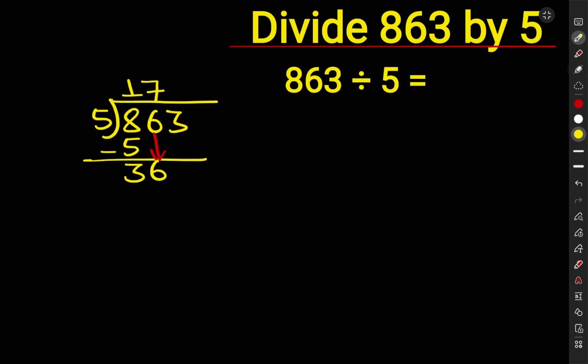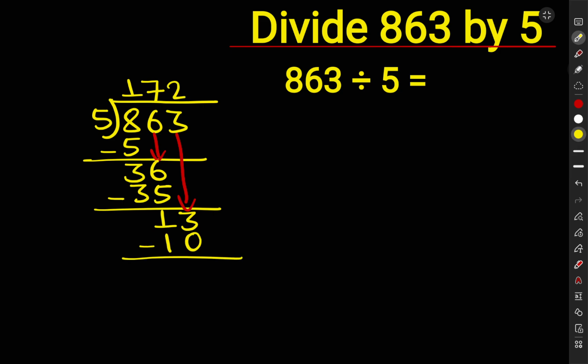5 times 7 is 35. On subtracting we get 1. So now we put down this 3 and it is 30. 5 times 2 is 10. On subtracting we get 3.